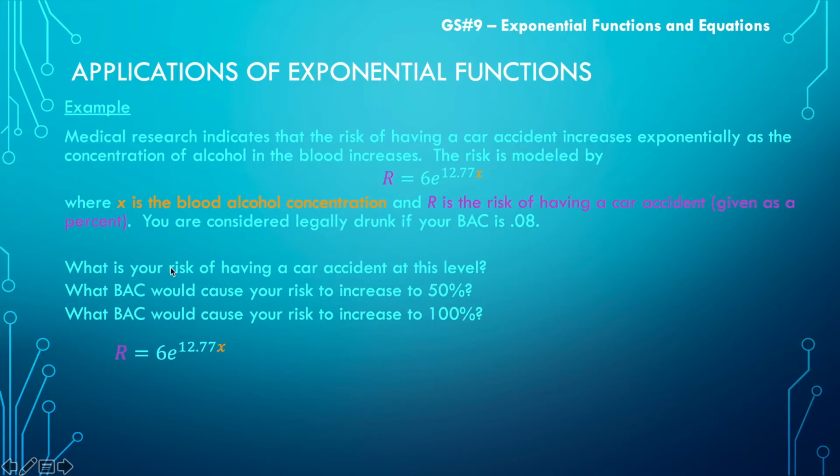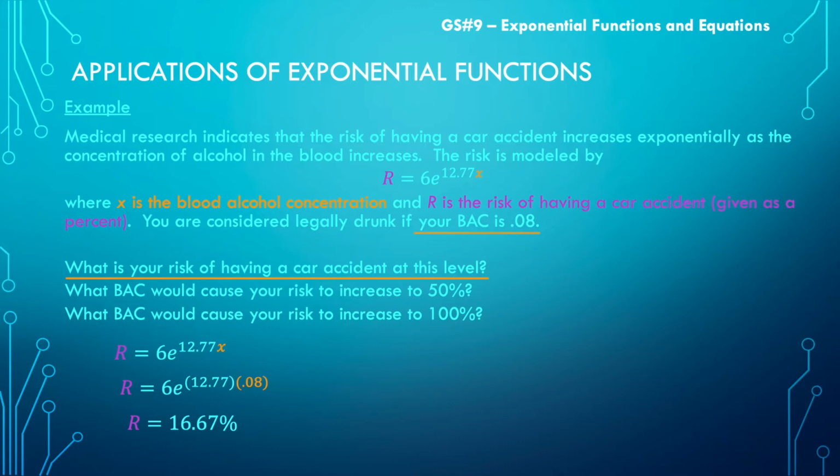Okay, so what is your risk? So R will remain our variable of having a car accident if our BAC is 0.08. So remember, BAC is the X value. I'm given what that value should be, so I can go ahead and sub that in. And then all I really have to do is crunch the numbers to find out what my risk is going to be. So using a calculator and making sure that all of this stuff is in the exponent, you would crunch your numbers and get, well, your risk is going to be about 16.67%.